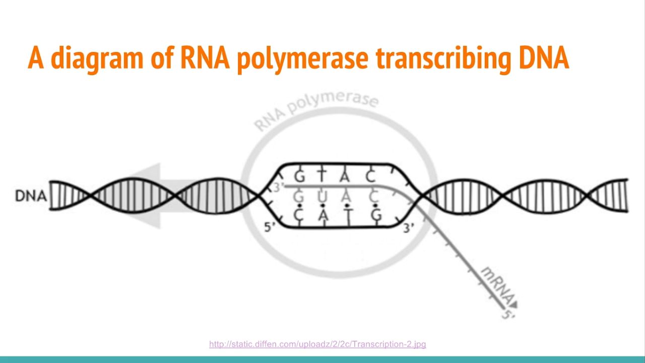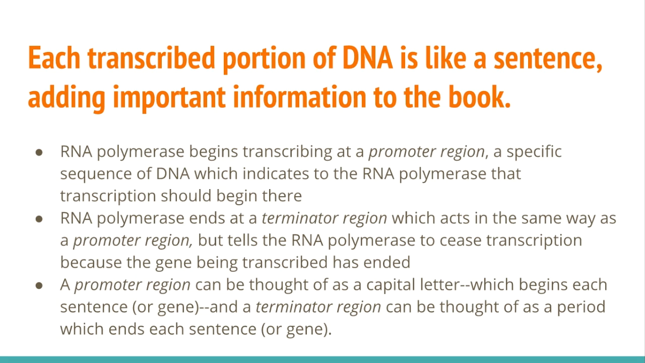So each portion of the DNA that's transcribed is essentially like a sentence, and this adds very important information to the book. RNA polymerase, the enzyme mentioned earlier, begins at a promoter region, and that's a specific nucleotide sequence of DNA that tells the RNA polymerase that is where the gene begins. That's where transcription should begin. And similarly, at a terminator region, that's where RNA polymerase is told to stop transcribing, that the gene is over.